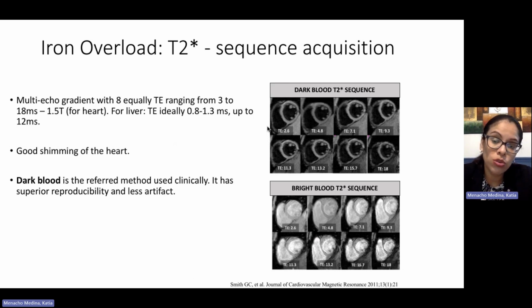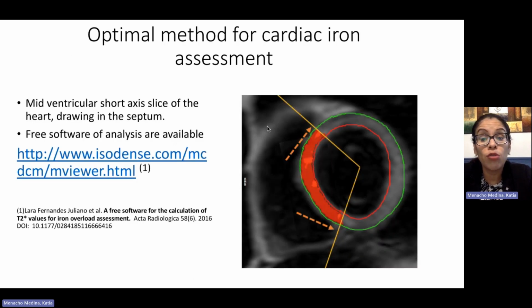There are other techniques to assess iron in the liver, like FerriScan. Remember that for the heart, you need to do a good shimming, and there are two options, depending on what is available in your scanner: dark blood and bright blood. But dark blood is the preferred method used clinically, with higher reproducibility and fewer artifacts. So for the T2 star sequence for the heart, use dark blood. And this is the method of analysis. It is mainly done in the mid-septum, so we ignore the other areas because they are more likely to have artifacts.